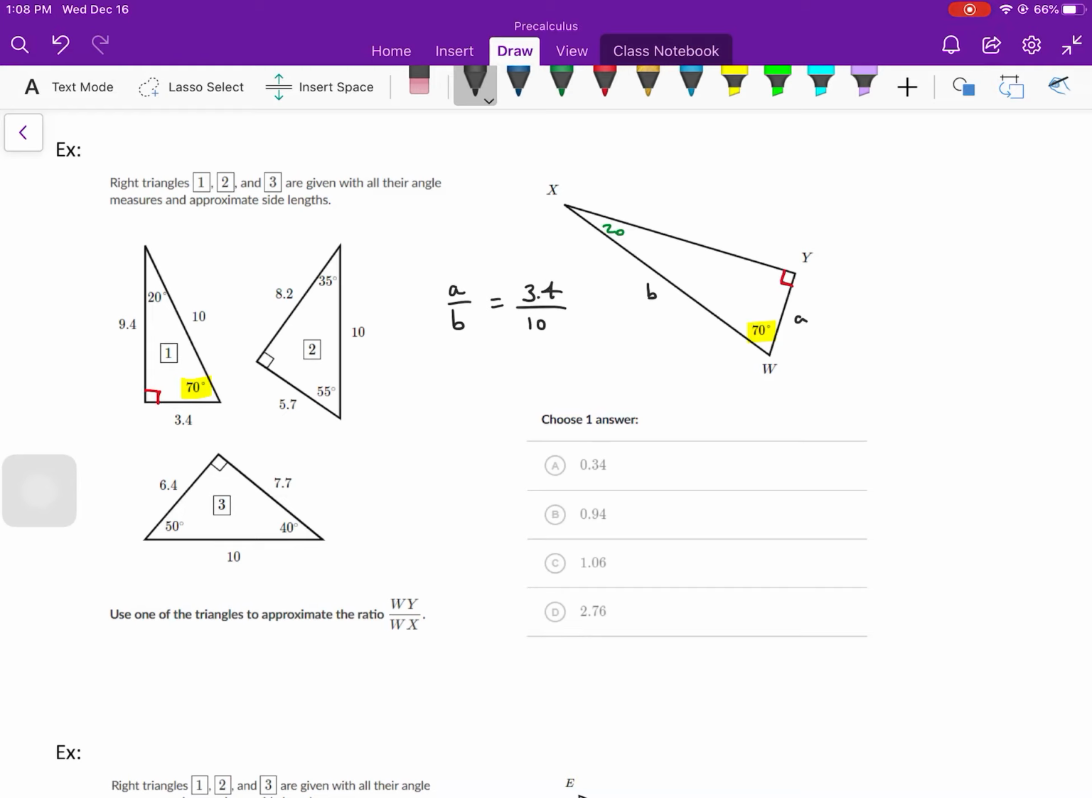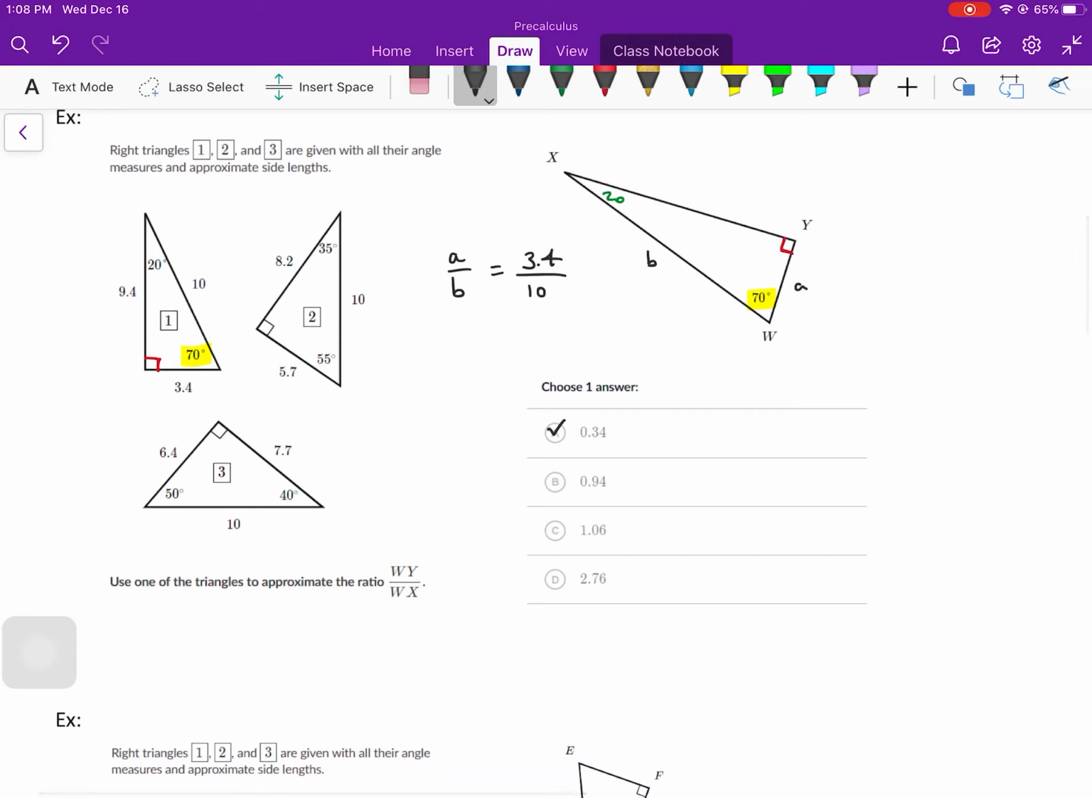And so 3.4 divided by 10, that's the ratio we want, right? We just want that ratio, which would be 0.34 if you put that in the calculator. So that's the idea there. We have to find which are the corresponding sides. So the corresponding side to A was 3.4. The corresponding side to B was the 10. Made the ratio, and that was our answer.